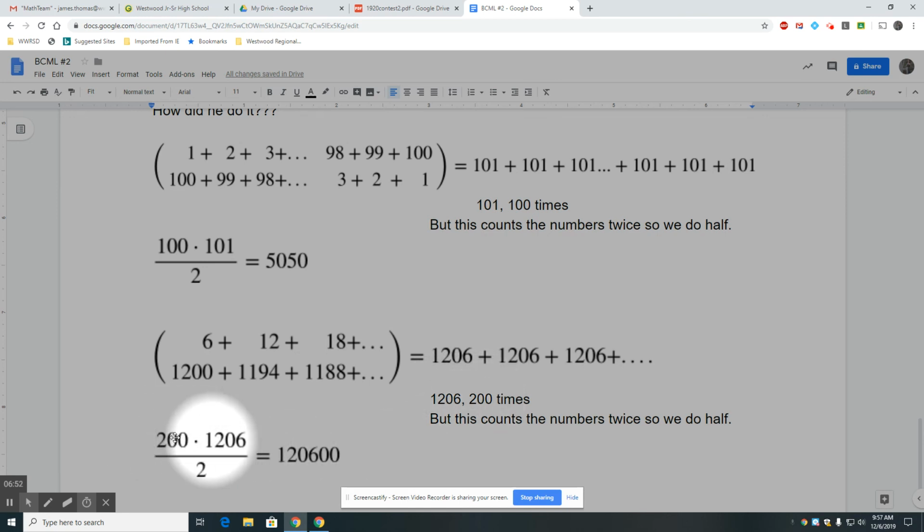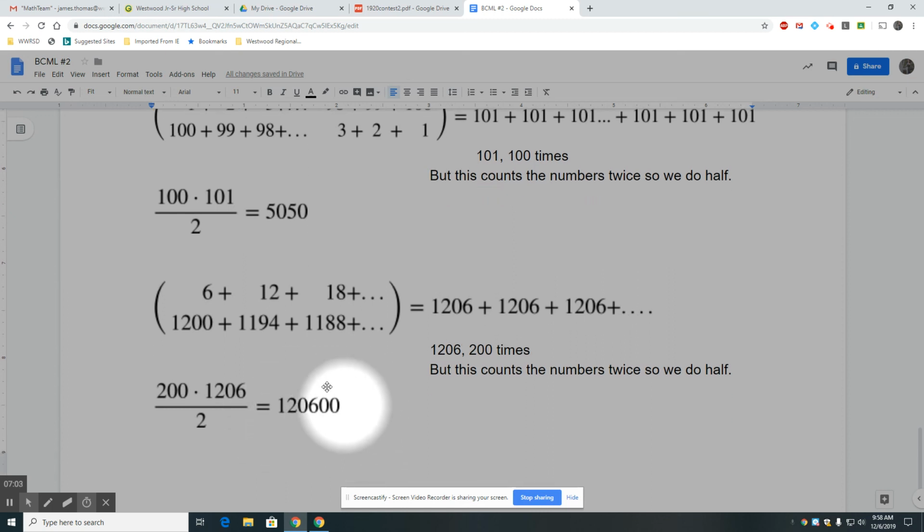Now, it's easy enough to do this calculation. 200 divided by 2 is 100, times 1,206 is 120,600 feet that we're going to end up walking, which is a big amount, but it's nice to be able to do things like this.